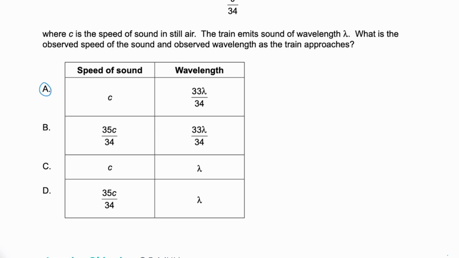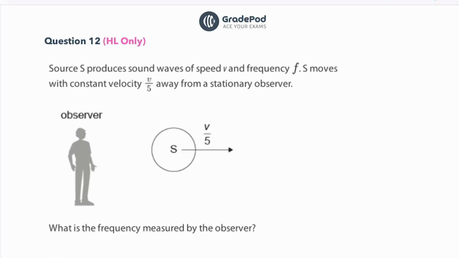So we're looking at A or C, not B or D, because that suggests that the speed changes. And let's have a think. We've got a train approaching a stationary observer. It's releasing waves and it's going to catch up with its waves. So we expect the wavelength to be decreased from its original wavelength. That means we need a fraction that's less than 1 of the original wavelength. So it's not C, it must be these two. The answer is A.